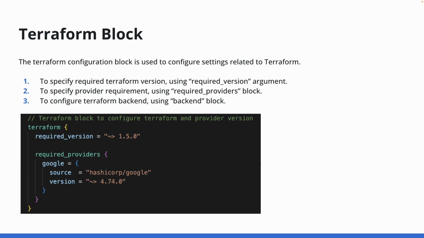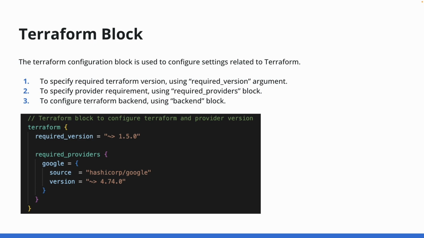So what is Terraform block? A Terraform block is a Terraform configuration block that is used to configure settings related to Terraform. So what settings can you configure using Terraform blocks? These are the three settings. For example, the first one is, if you want to specify the required Terraform version, you have to use the required_version argument under the Terraform block.